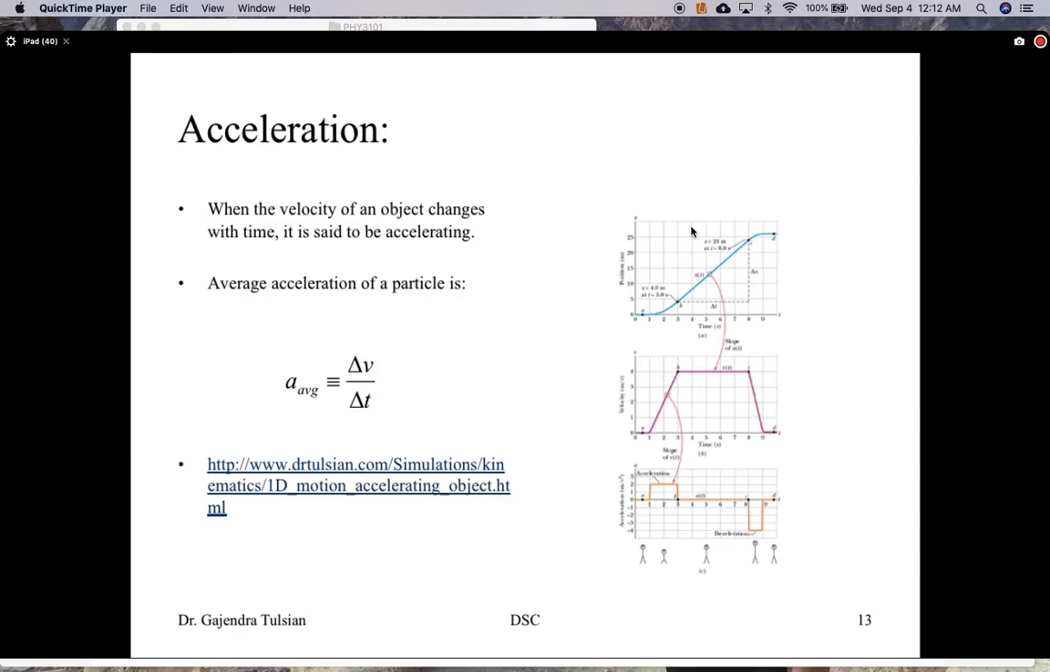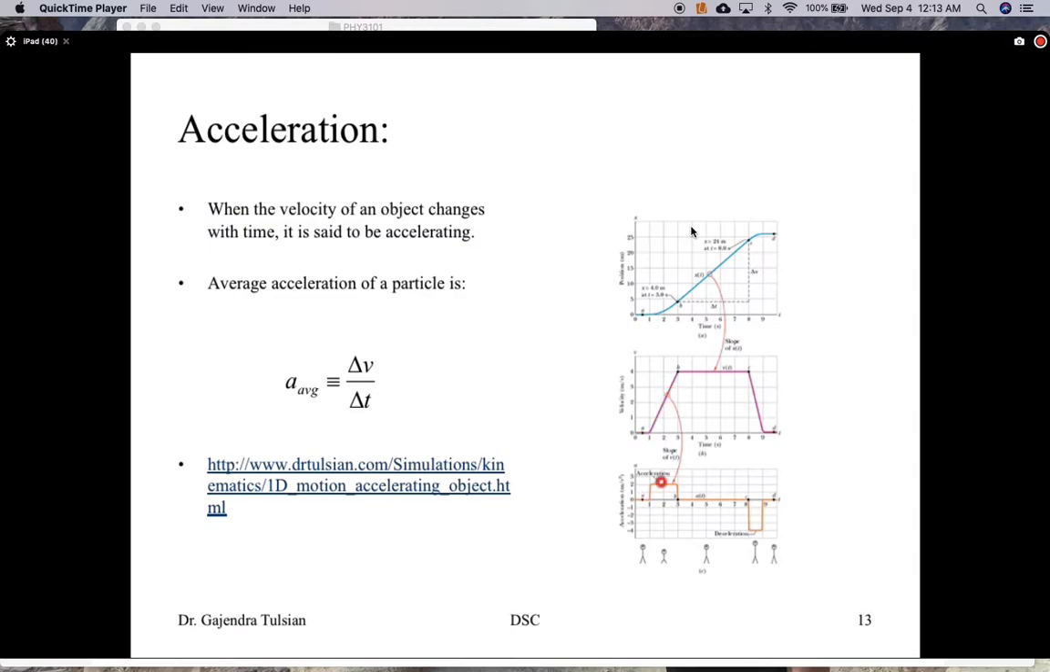So for instance, here's the position as a function of time. For this motion, the velocity is constant and zero for the first second, and then it's increasing. So the velocity is increasing, and so the object is accelerating. The velocity is constant here, and it's not accelerating. The velocity is changing here, and it's decelerating. And that's what this graph shows. In this portion, the velocity is not changing, the acceleration is zero.